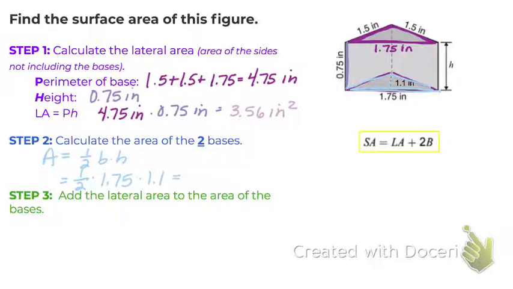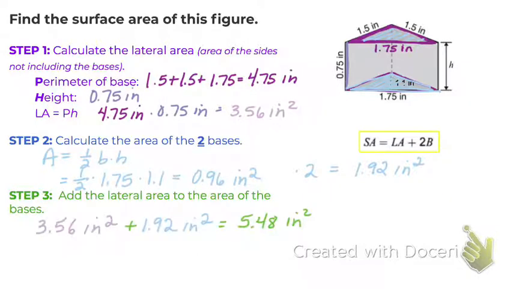So what is the area? It's 0.96 inches squared. Now that is the area of one of those triangles. Remember, we need to find the area of two of those. So when we multiply that by 2, we get 1.92 inches squared. So now we just need to add those two together to get the total surface area. And we get 5.48 inches squared.